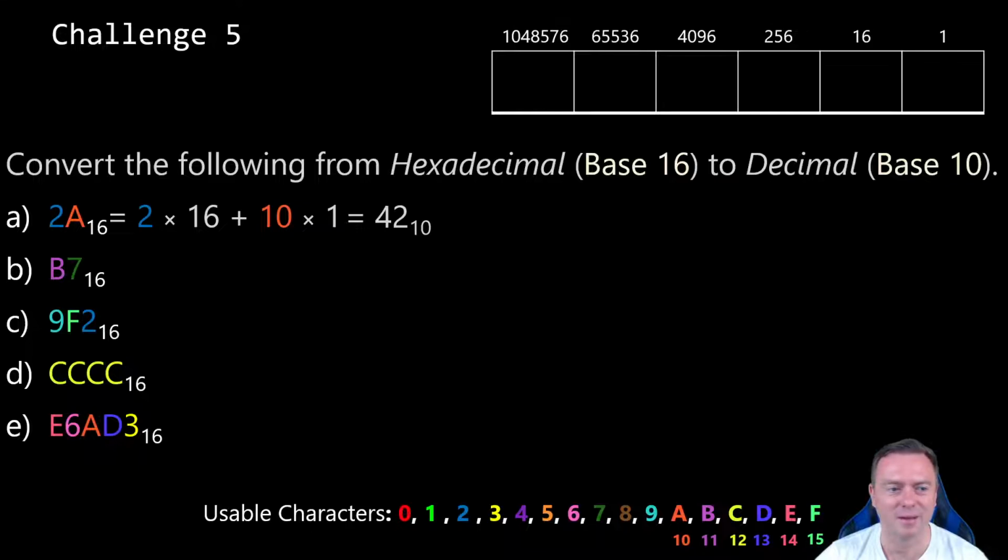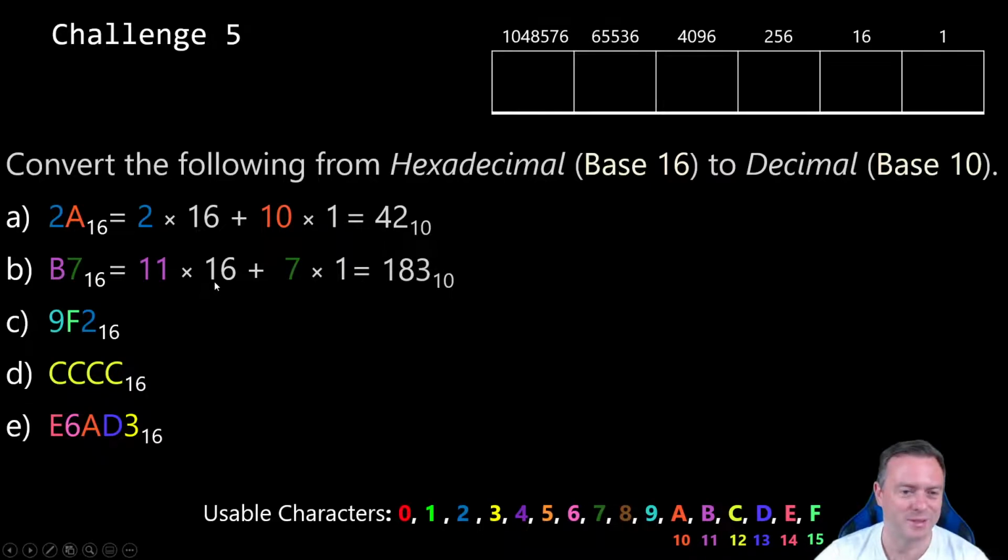Great, so welcome back. B, 7. So if we go across here, B means 11. So we have 11 lots of 16. So you would do 11 times 16 plus the 7 on the end. All right, so I obviously can't do that quite so well in my head, but that's basically what you would do. Happy for you to use calculators, by the way, with these because they're getting a bit gnarly.